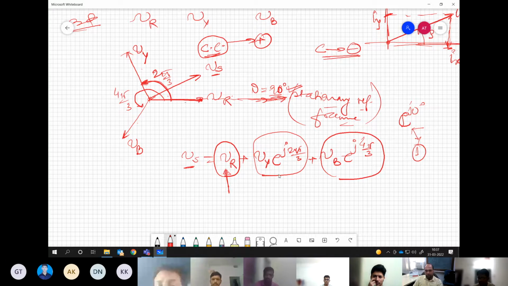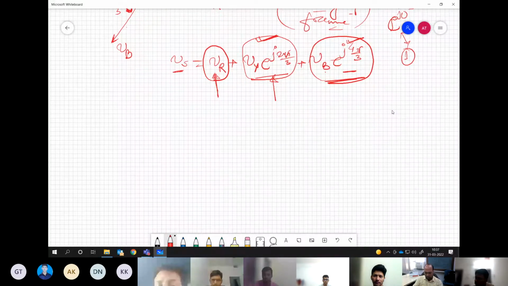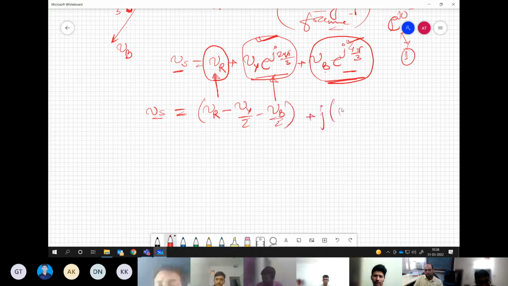So that is why the Vy vector is represented like this. And Vb, which is at 4 pi by 3 angle from this reference axis, is written like this. The magnitude is Vb and the unit vector is e raised to the power j 4 pi by 3. Now it is up to us. We expand this, and we have seen in our previous class also that this can be written as this. It is just expanded in this manner.